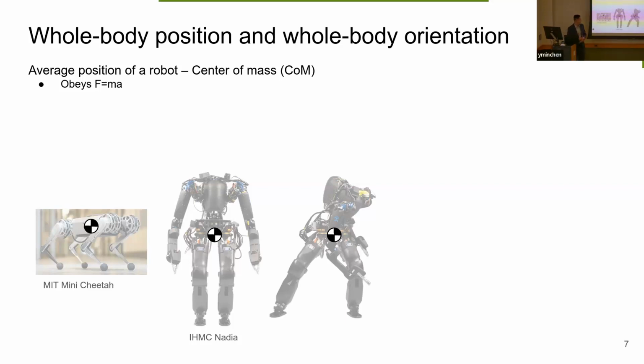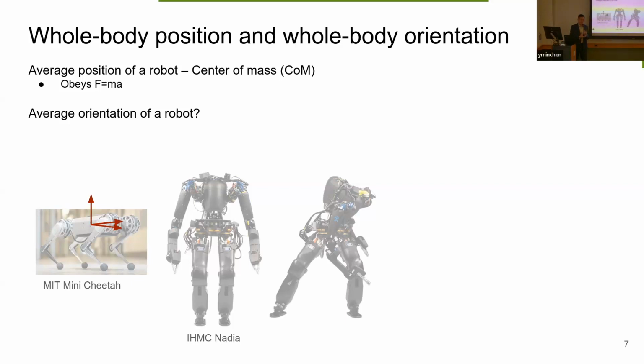And here I'm showing you the visualized center of mass position for MIT Mini Cheetah. It's roughly around the torso. Nadia is similar, around the torso, but on the right side here, so when Nadia shifts to its left side, we can see the center of mass move correspondingly. This is the center of mass, everybody knows. Okay, what about orientation?